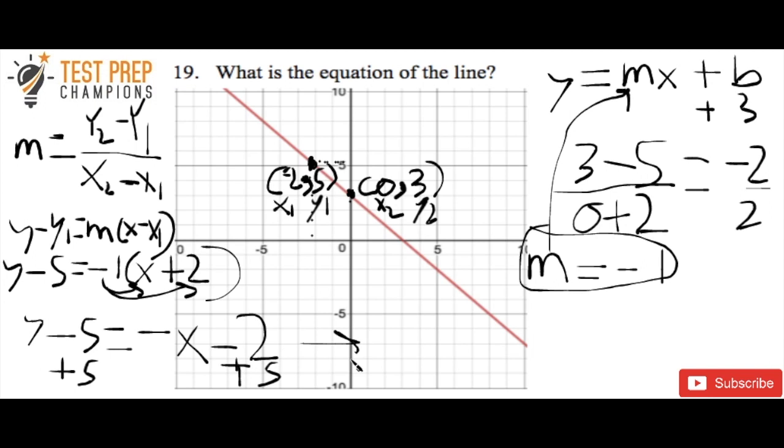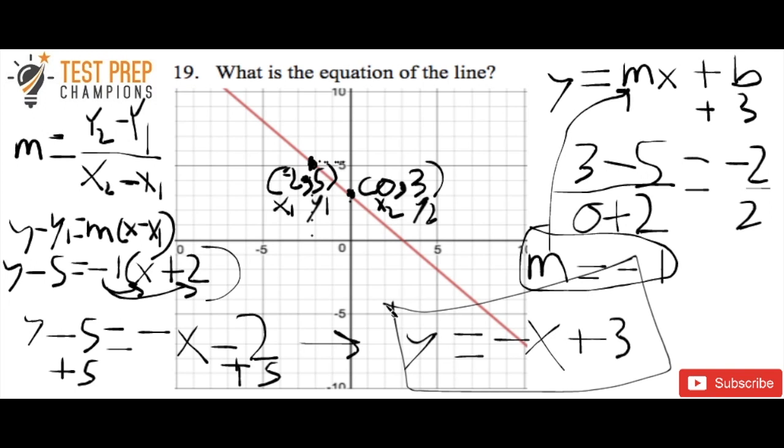Now we can rewrite this, and we see that we get y equals -x, because you don't need to write -1x, so we just put -x plus 3, because -2 plus 5 gives us plus 3. And so this is our equation of the line: y equals -x plus 3. As we can see from the graph, remember I said earlier, you can tell that the graph crosses the y-axis at 3. So we already knew that the y-intercept was going to be 3. But here is the equation of the line.